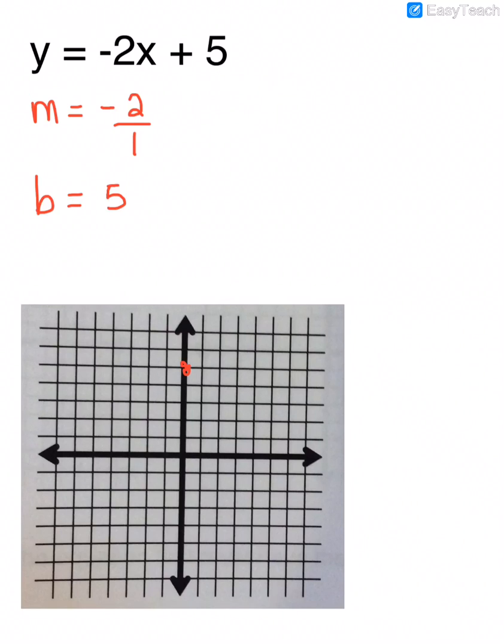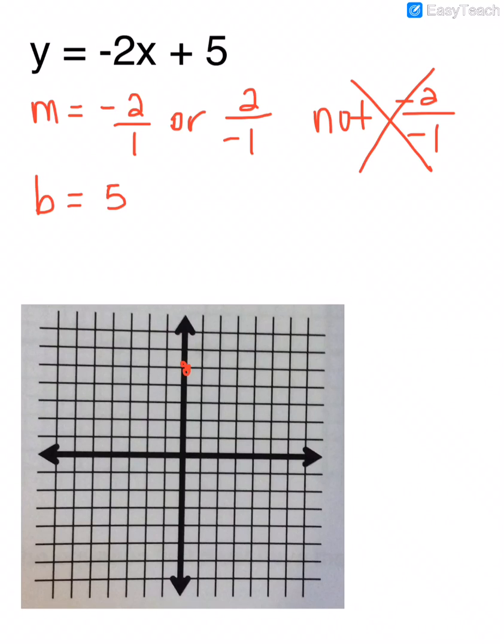Anytime we have a negative slope, choose one of the numbers to be negative. So I could either do -2 over +1, or I can do +2 over -1, but not -2 over -1, because a negative and a negative make a positive. So choose one of the numbers to be negative, but not both. So if on my graph I went -2 over +1, that means I would go down 2 because it's negative, and then to the right 1 because that's positive, and that would put my point right here.